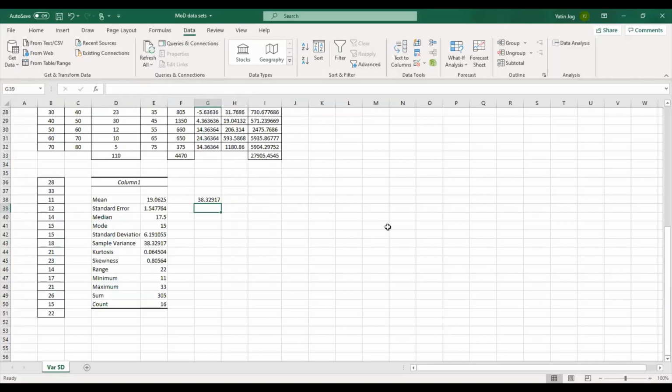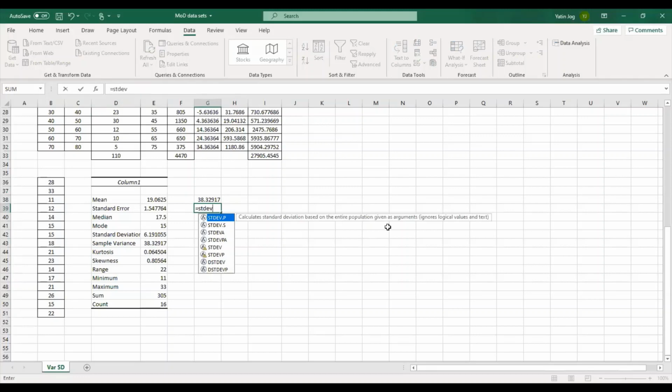And then you can calculate the standard deviation, for which STDEV is the function. Now you can see a lot of other functions with variance and standard deviation for populations and samples with .P and .S, but that we will not cover right now. So we are going to use the basic functions for variance and standard deviation.